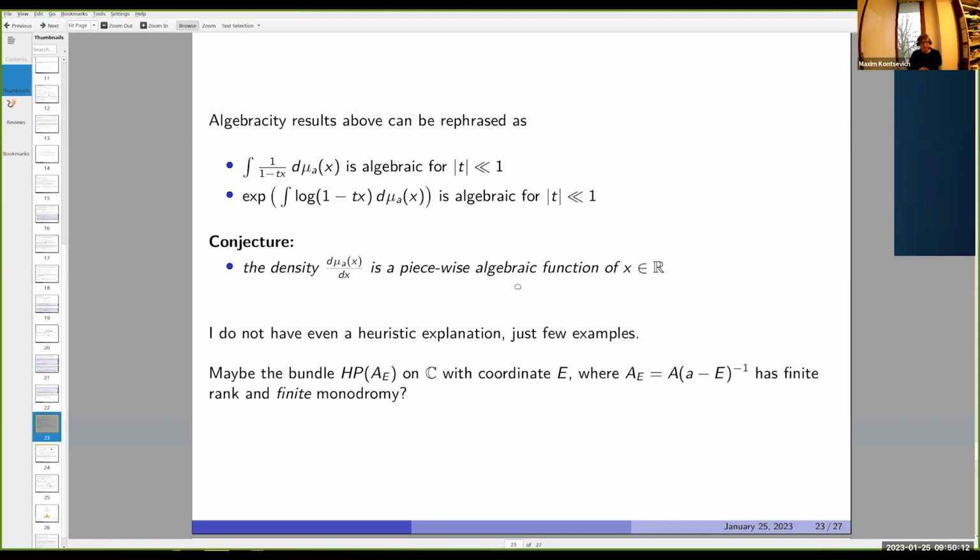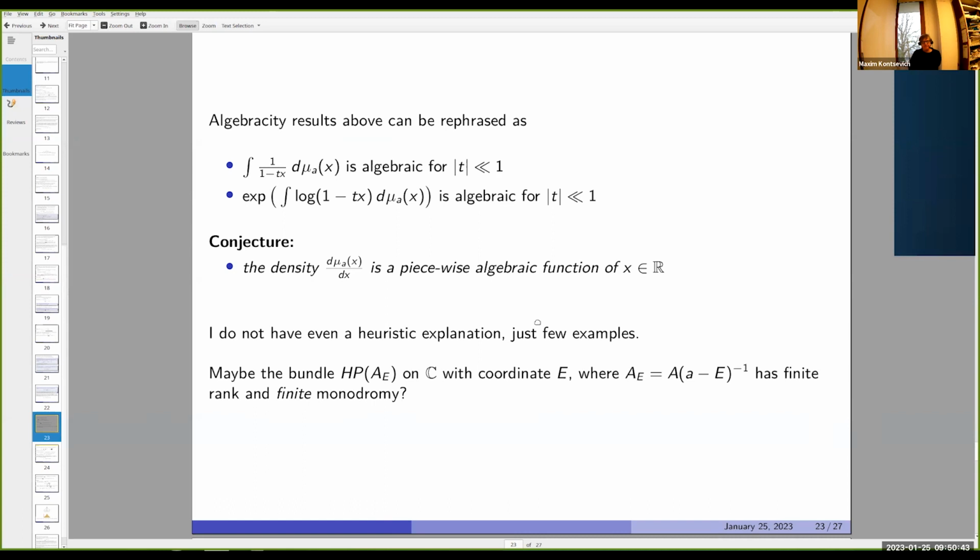Imagine you get a real Laurent polynomial in one variable, a real-valued trigonometric polynomial on the unit circle. It maps the unit circle to R, and you get different numbers of folds over different domains, so that the image of the measure d theta will be piecewise algebraic. I don't even have a heuristic explanation for the story, just a few examples. I'll show some later.